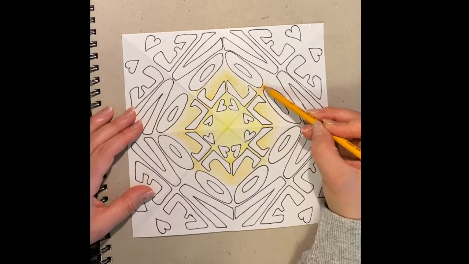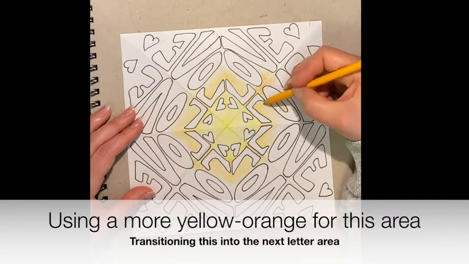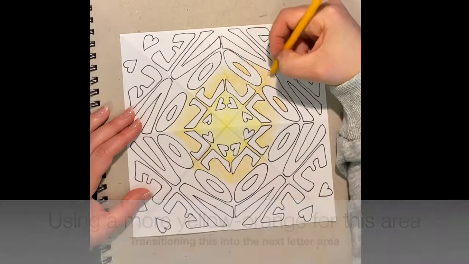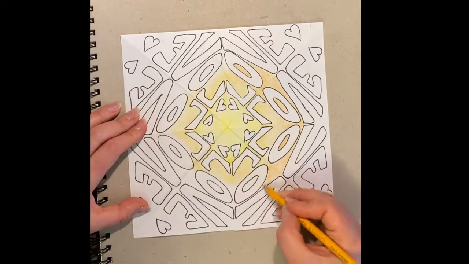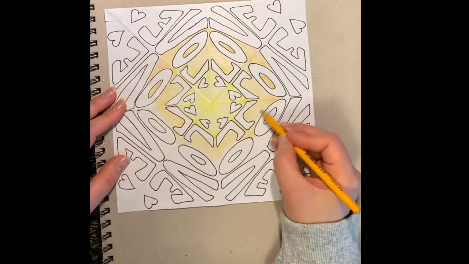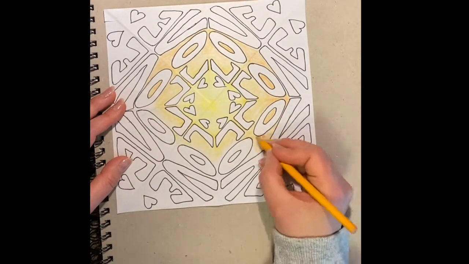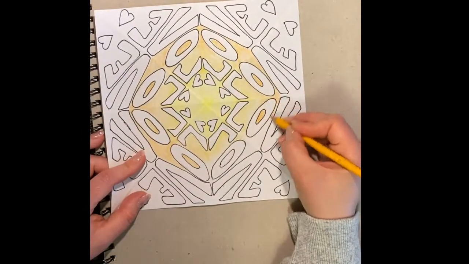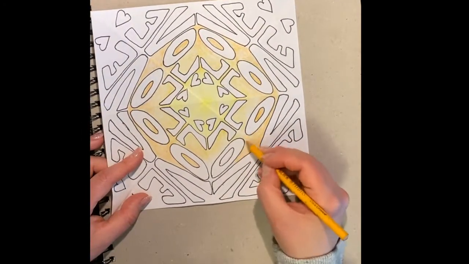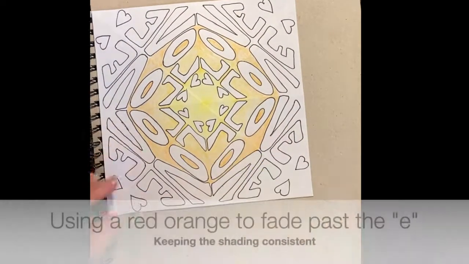My next color will be more of a yellow-orange, so it's a little bit deeper than the previous yellow, and I'll be transitioning this into the V area of my design. So it's coming up in between the spaces and into the O, so that way I can see through the background. So don't forget those inside parts of your letters when you're shading your background design.